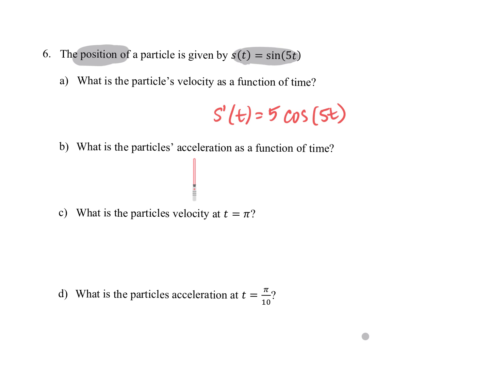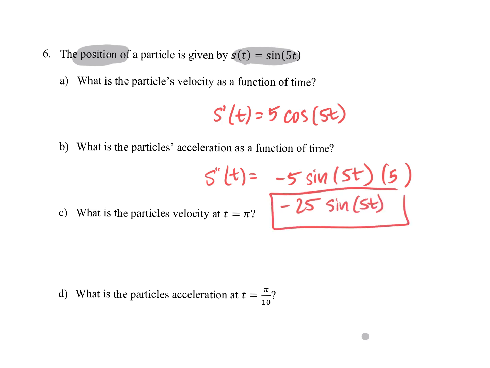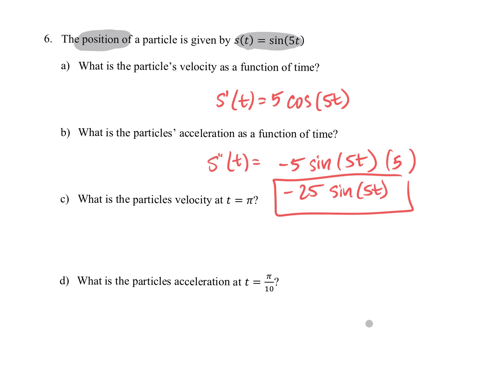The acceleration is just the derivative of velocity. So I'm going to just call this S double prime. The derivative of 5 cosine: -5 sine, because the -5 is chilling, the derivative of cosine is negative sine. Leave my angle times the derivative of my angle, 5. Good. So negative 25 sine of 5t, right? That's good, sir.